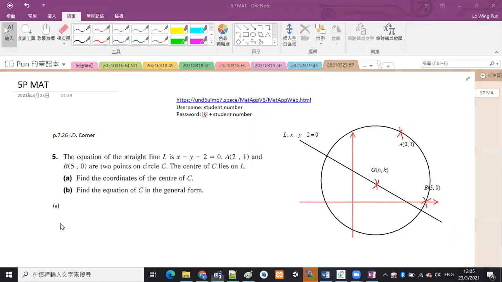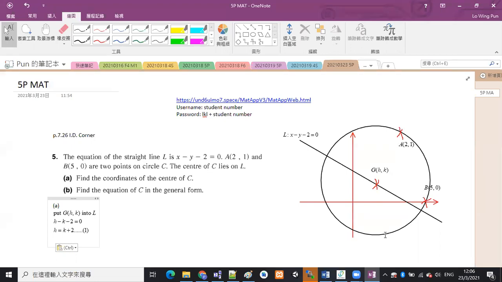Okay, 因為我哋有兩個未知數 h 同 k，所以其實我哋會 expect 會有兩條 equations 去 solve 佢嘅。Okay, so we will expect two equations. To set up two equations to solve the two unknowns h and k. So the first information is that the point G is lying on the straight line L. Okay, and then we get equation 1. And the second information, what else do we have? Is that GA and GB are both the radius of the circle.